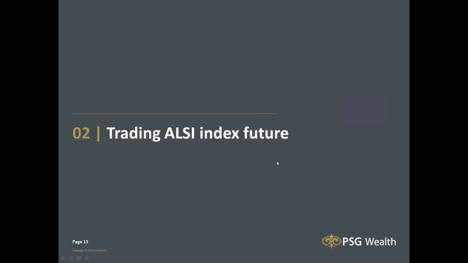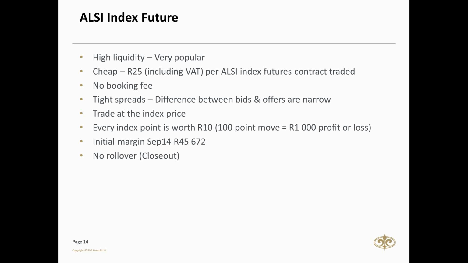Okay, the smaller version of this is what we call the ALSI Mini, which gives you 10% of the ALSI. So you need 4,567 Rand. That's 1 Rand point movement, 5 Rand per contract. So it's a nice stepping stone. Okay, with the index future, there's no rollover. They automatically are closed out. So you have to open up a new December contract when it comes to close out.